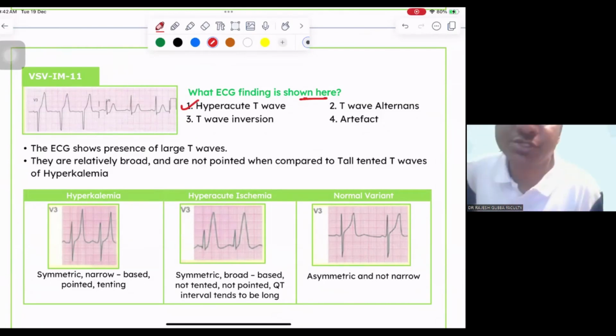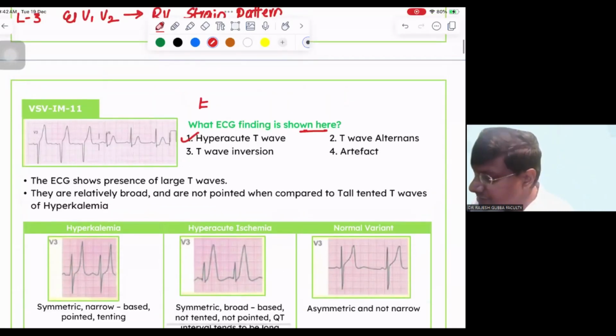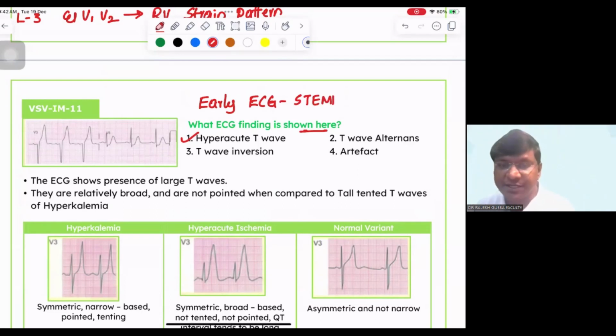Not hyperkalemia, Yashaswini. It is not hyperkalemia. Anyone? Very good, Pradeep. Yes, all of you, whoever are answering now. So this is an early ECG change in MI. Right? Early ECG changes in patients with ST elevation MI.